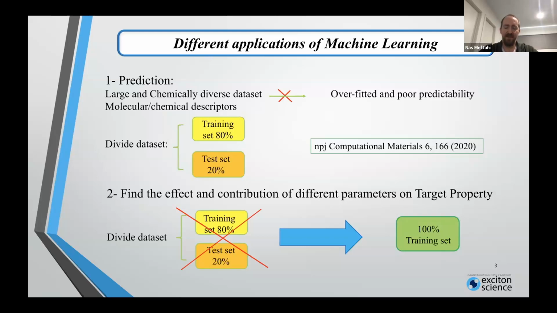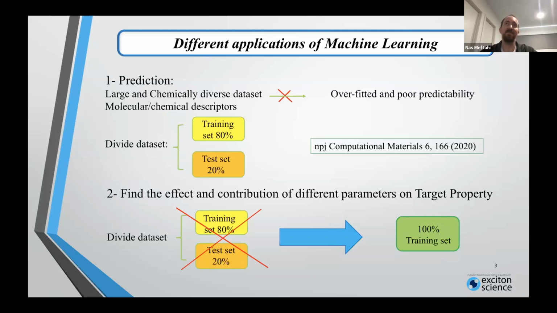So in general, if you want to make a model for prediction, you need to have a very large and very chemically diverse data set, and you need to come up with molecular or chemical descriptors. The descriptors can be functional groups, like does it have aromatics, cations, anions, methyl groups, carbonyls, those kinds of things. And if you don't have a large and chemically diverse data set, or if you don't have good descriptors, you can end up with a very overfitted model, or just a model that's very poor at prediction.